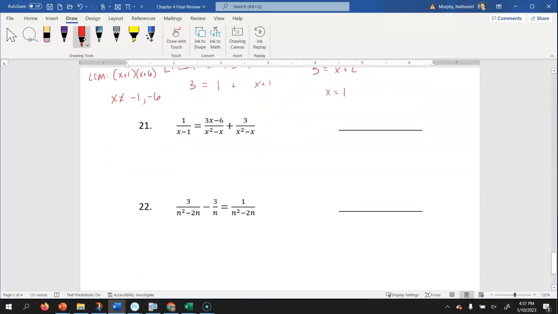All right, let's look at number 21. For 21 here, we are going to start by factoring our denominators. If I notice, I can factor out an x. When I do that, I'd be left with x times x minus 1. So the same thing for the second one here. We'd have x times x minus 1. So my LCM would be x times x minus 1. That's what we're going to use to multiply everything by.